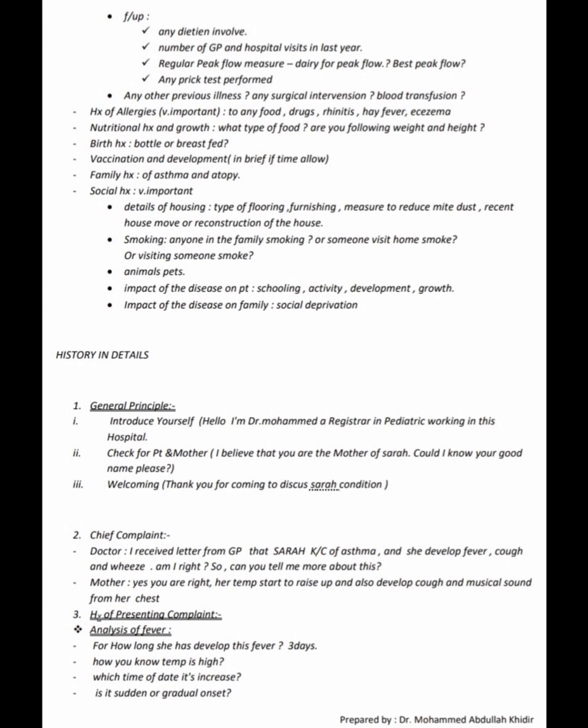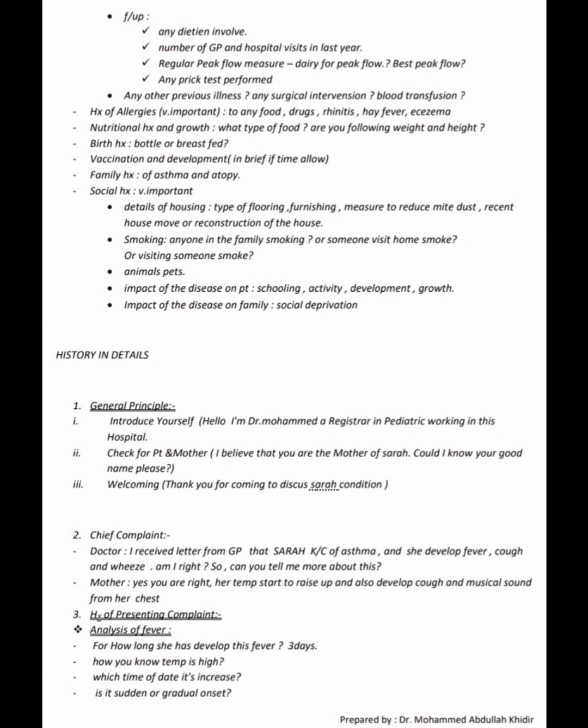We know history of allergies is very important in taking asthma history. So we ask about any food. Is there any history of allergy to any specific food, drugs, rhinitis, hay fever, eczema? By this question we can find the triggering factor, because suddenly the diet habit can be changed. The child may have a food allergy, like peanut or egg allergy. Drug allergy, rhinitis, hay fever, eczema are all associated with asthma.